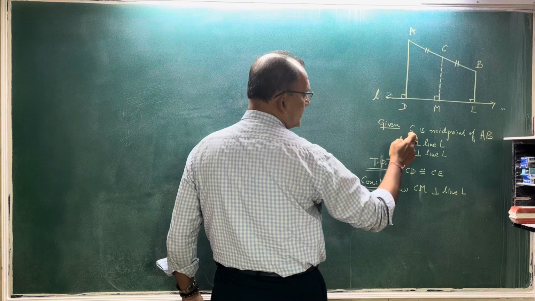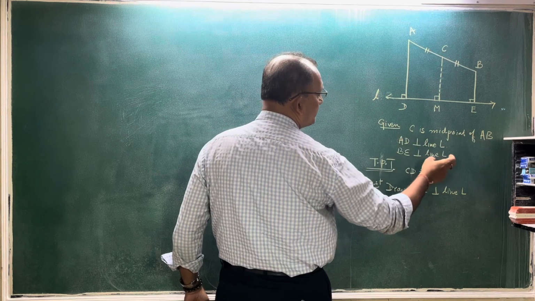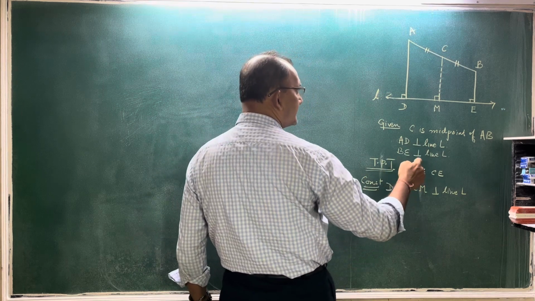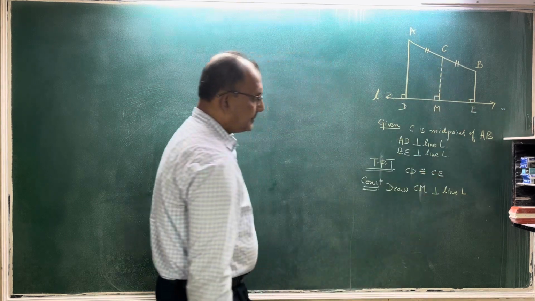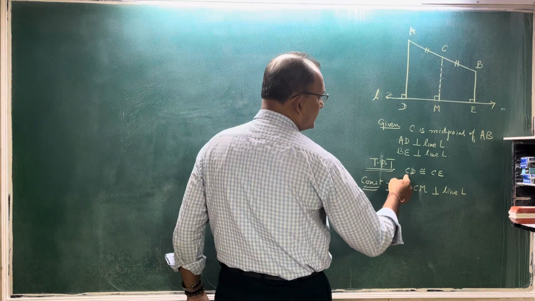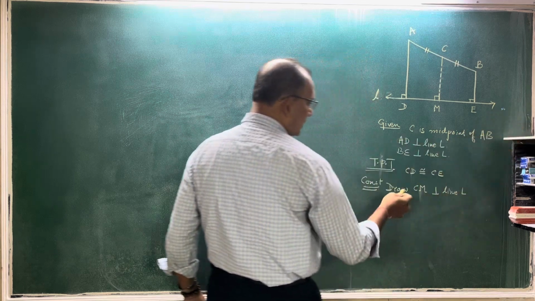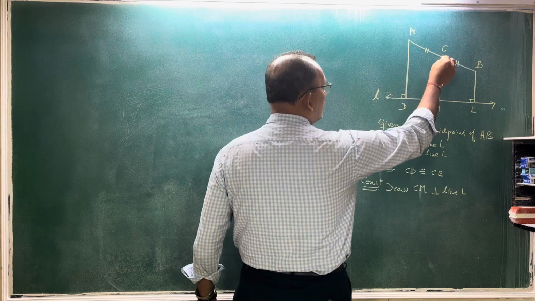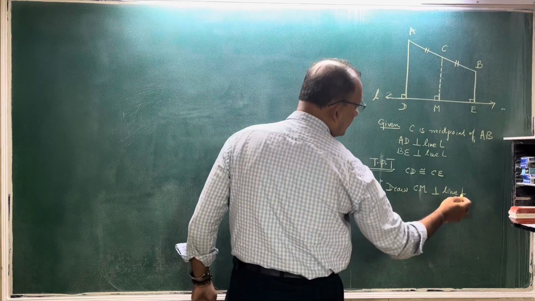So the information is: C is the midpoint of seg AB, AD is perpendicular to line L, and BE is perpendicular to line L. We are supposed to prove that seg CD is congruent to seg CE. There is a construction in this: we draw a perpendicular from point C on line L, so it is CM perpendicular to line L.